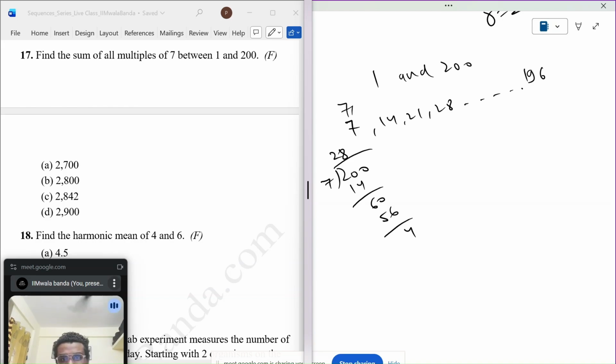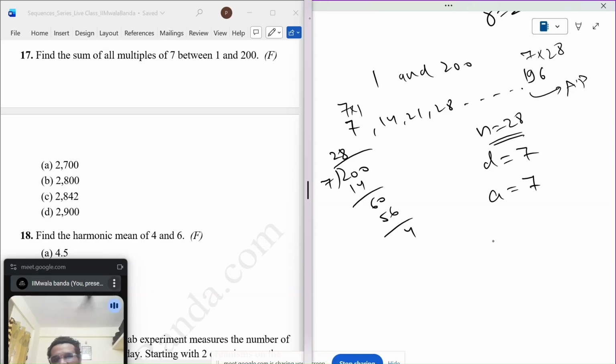This is 7 into 1. This is 7 into 28. So I know there are 28 numbers. So n is 28. What is r? There is no r. This is an AP, right? This is not a GP. So the difference, can I say, is 7. a I know is again 7.